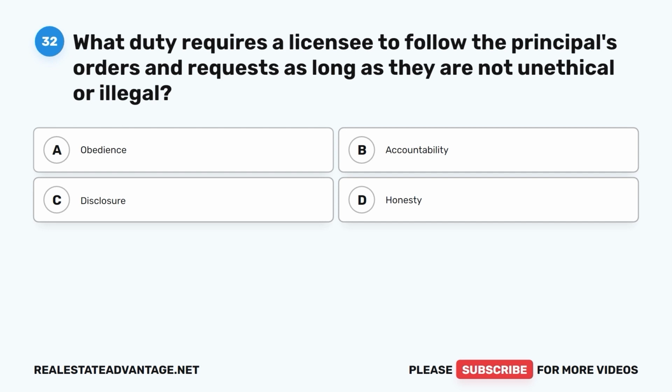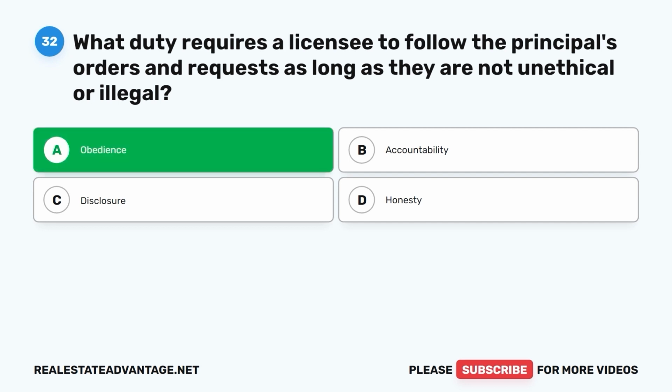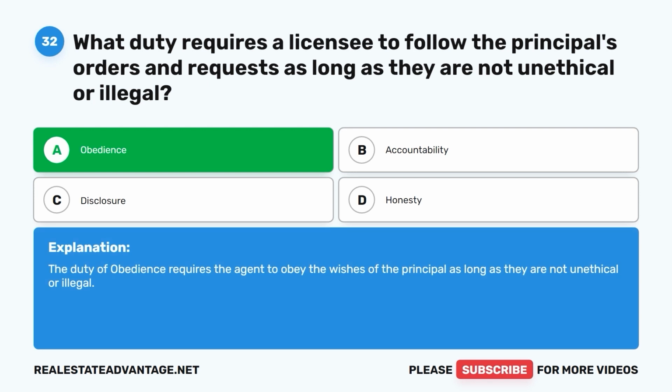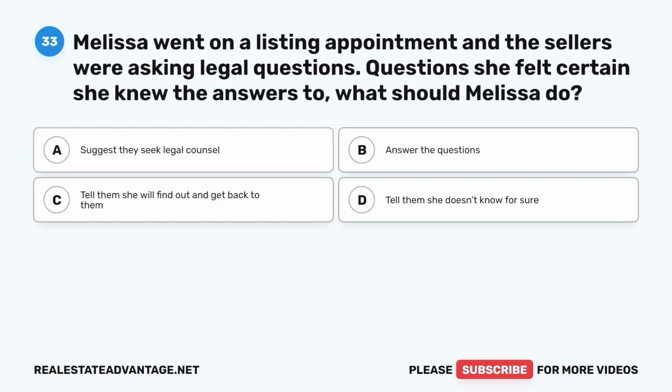Question 32. What duty requires a licensee to follow the principal's orders and requests as long as they are not unethical or illegal? A. Obedience, B. Accountability, C. Disclosure, D. Honesty. The correct answer is A. Obedience. The duty of obedience requires the agent to obey the wishes of the principal as long as they are not unethical or illegal.